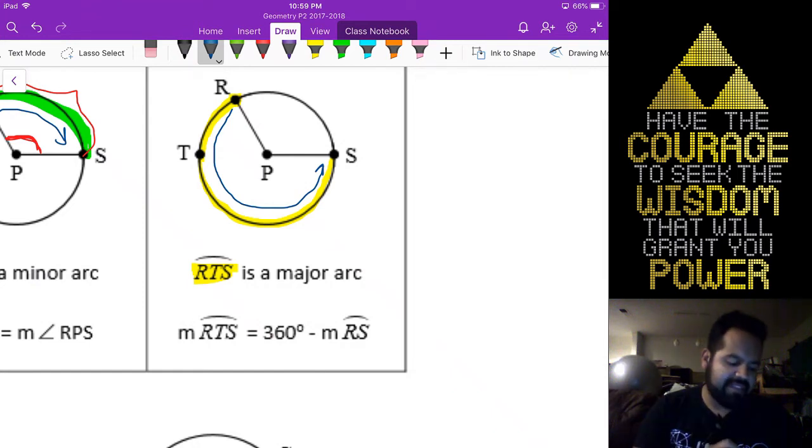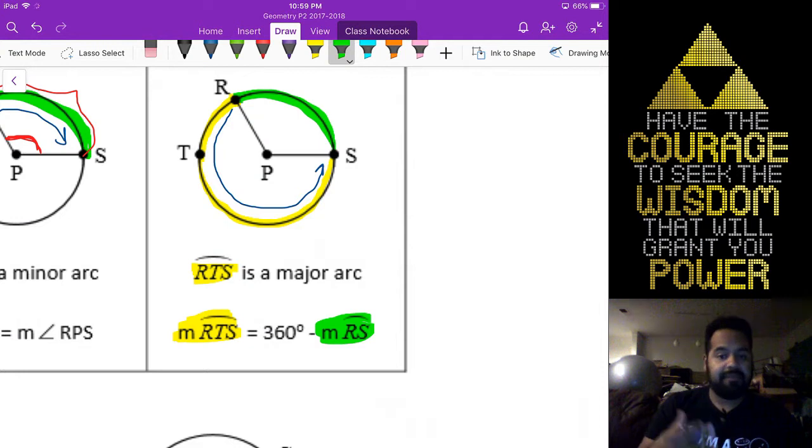So what I mean by this is I'm saying, hey, the measure of angle RTS, the measure of arc RTS can also be found by doing 360 minus the measure of RS, because everything forms a full circle. So if I know one part and I want to find the rest, I could always do 360 minus the one part. And then of course, depending on what else you have, you could use different numbers, as I'll show you in the next examples.